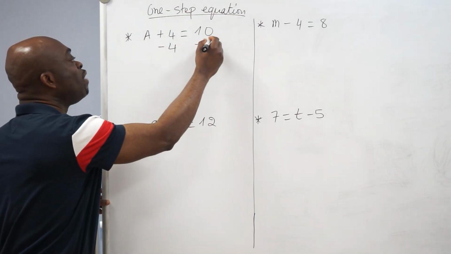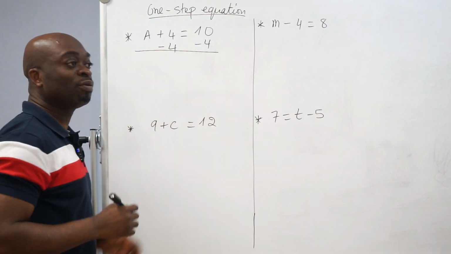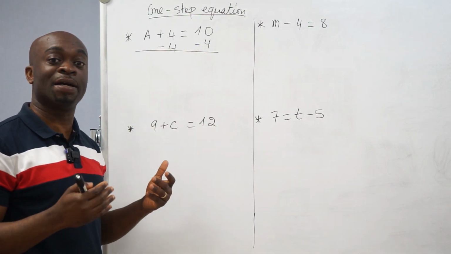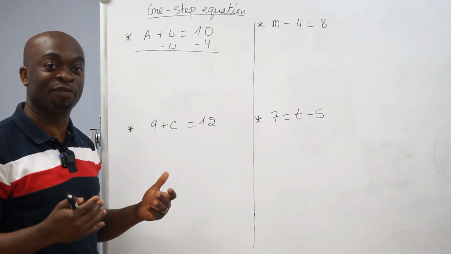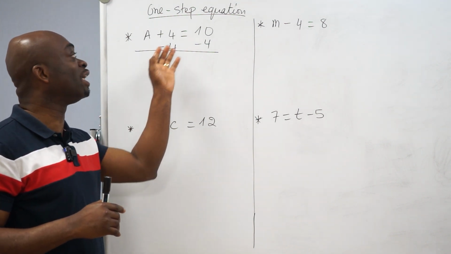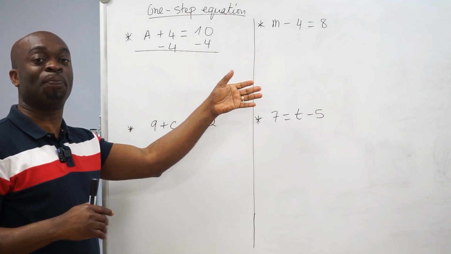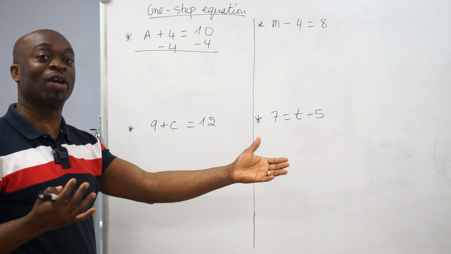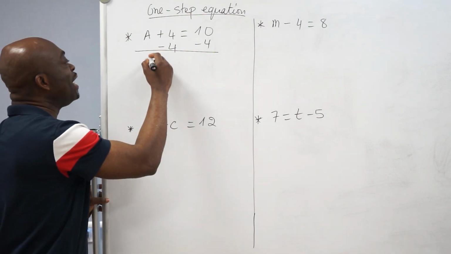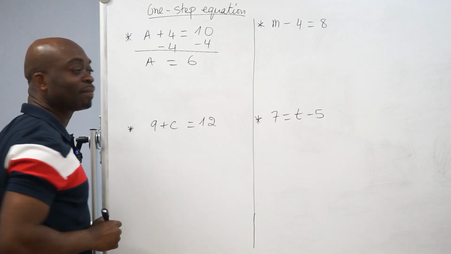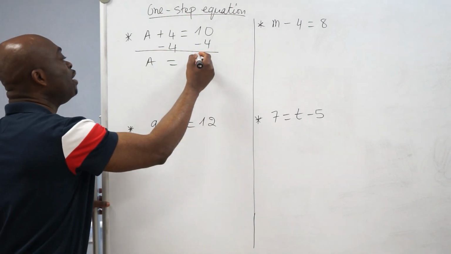So whatever we do on one side of the equal sign, we do the same thing on the other side as well. In other systems, depending on where you learn math from, you don't need to go through this step here. You automatically know that whenever this positive 4 is canceled from the left, it's already on the right side, okay? So you end up with A equals 10 minus 4, which gives you 6. All right? So you end up with 6 for A.